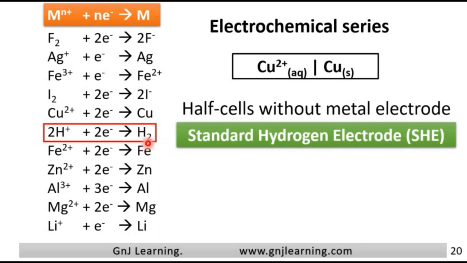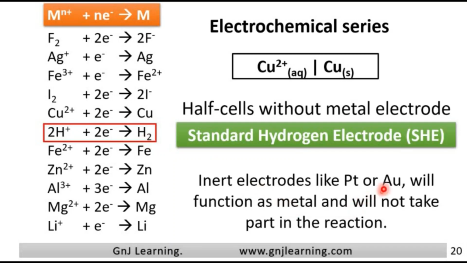So how can we solve this? In this case, we use an inert electrode like platinum. Metals like platinum or gold are less reactive, so you can use them, and this inert electrode will allow gases to pass on its surface into the electrolyte. So they will not take part in the reaction. At the same time, it will help gases like H2 to pass into the electrolyte through its surface.